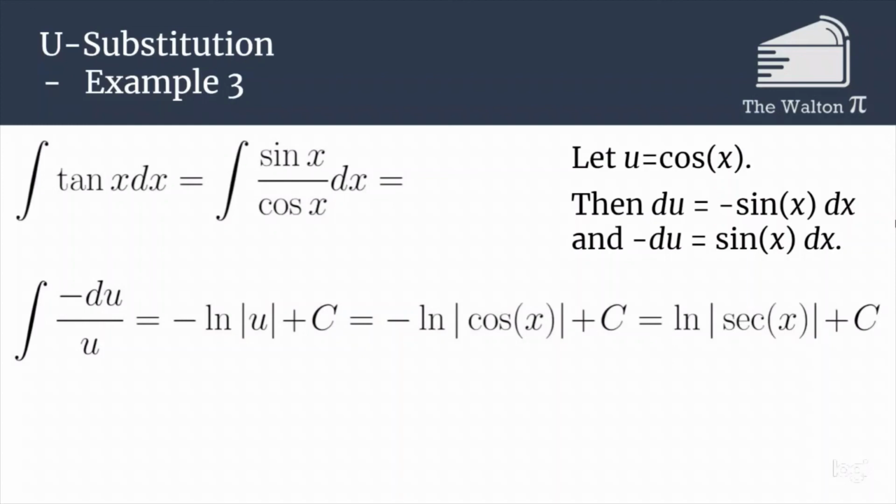Now, we might also be able to replace the negative natural log. We can move that negative in as an exponent, so it becomes the natural log of 1 over cosine, which is the same thing as secant. So the integral of tangent of x dx is natural log of the secant of x plus c.